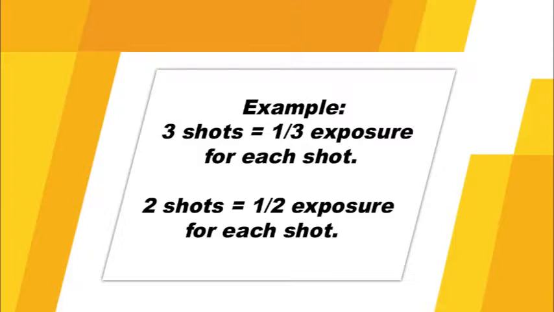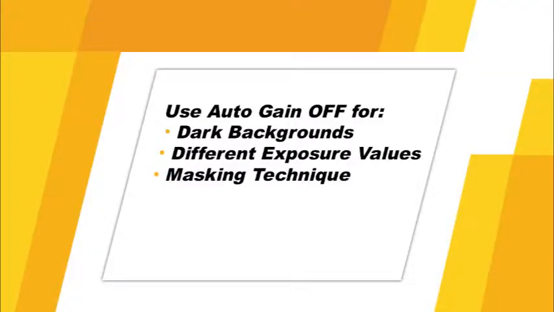Likewise, if the number of shots is 2, the exposure adjustment would be 1/2. This way, when the exposures are combined into one image, the total exposure will be the equivalent of one proper exposure. There are times when you'll want to set the auto gain to off, if you're photographing subjects with a dark background, or if you want to manually control the exposure for each shot, the off setting would work well.